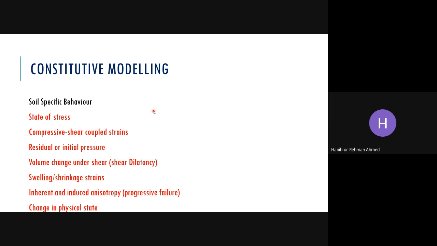Change in physical state, of course, cementation, and then breakage of cementation, then presence of one type of fluid and presence of other type of fluid. This also changes the behavior of the soil. Change in pore fluid from water to other fluid, and then this is again very important. This is drained versus undrained.